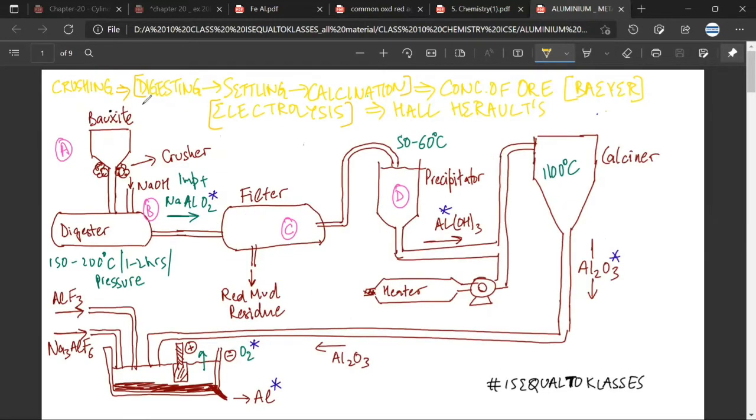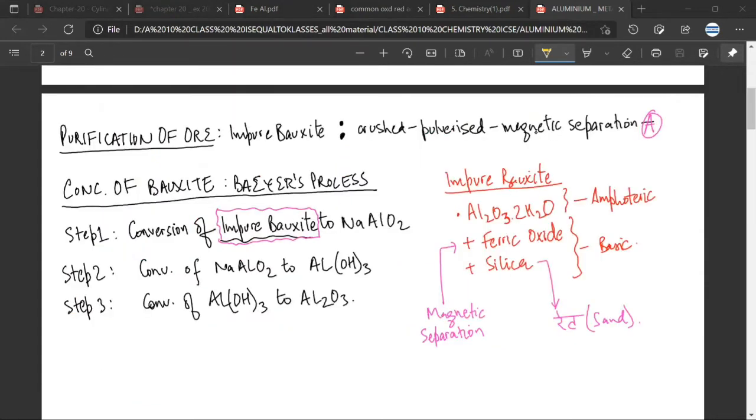Basically, this is where the process will happen. Now this part is just purification of the ore that you have received. After that, the main things happen. And of course, because iron is one of the impurities, that is why you see magnetic separation also here. Any doubt here? No doubt.